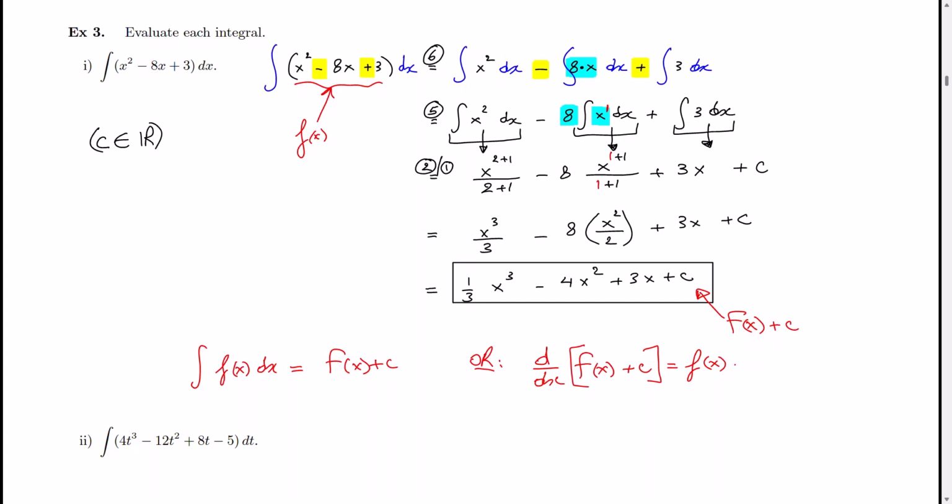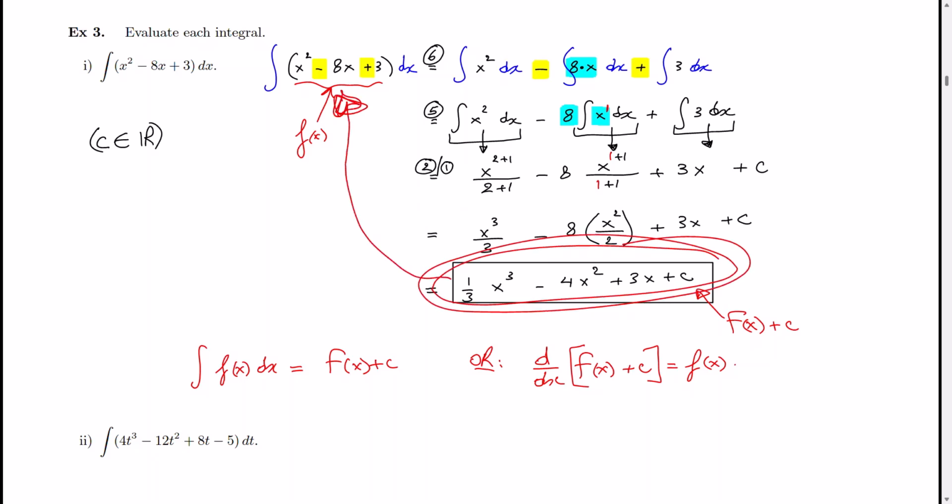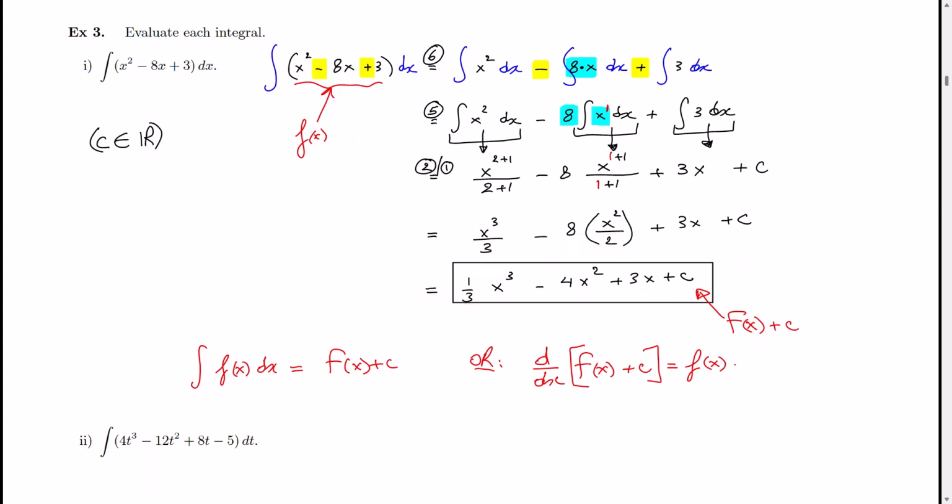So if you're not sure whether you're doing the problem correctly or not, just take what's in the box and find its derivative. If you get this little function that was written at the beginning, then you did the problem right. If you don't get the same answer, then something went wrong somewhere. Go back and review your notes.